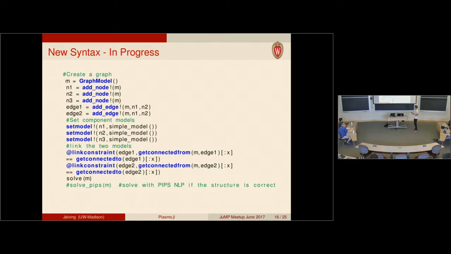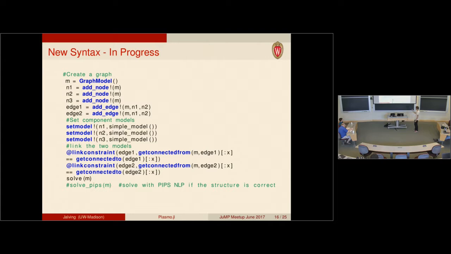So I wrote this type, just called a graph model, and you can add nodes directly to the model, add edges directly to that, set them in the same way, and then just have a macro that does a link constraint where all we do is provide the edge or the node to that link constraint, and then we can use the same graph syntax to access the variables and constraints within the model.